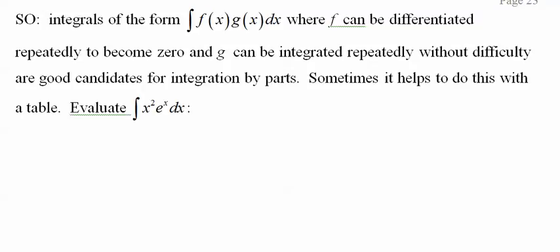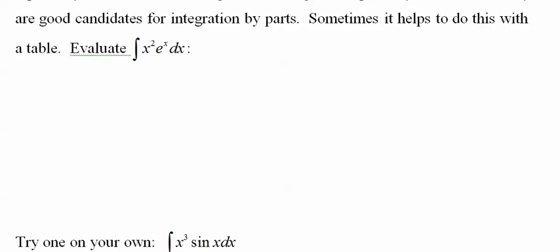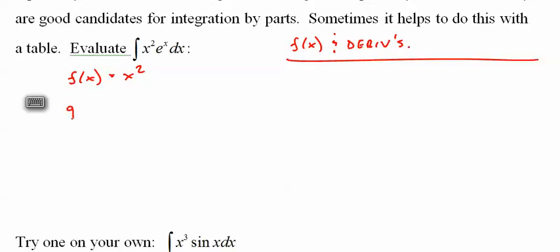So we did all this before, and I talked about that we can do this repeatedly, like x squared is going to become 2x, then eventually 0 as we crank down. So there's a cool little tabular form. You pick an f of x, in this case we'll say f of x equals x squared, and you make a list of it and its derivatives. And you pick a g of x, in this case e to the x, and you make a list of g of x and its integrals.